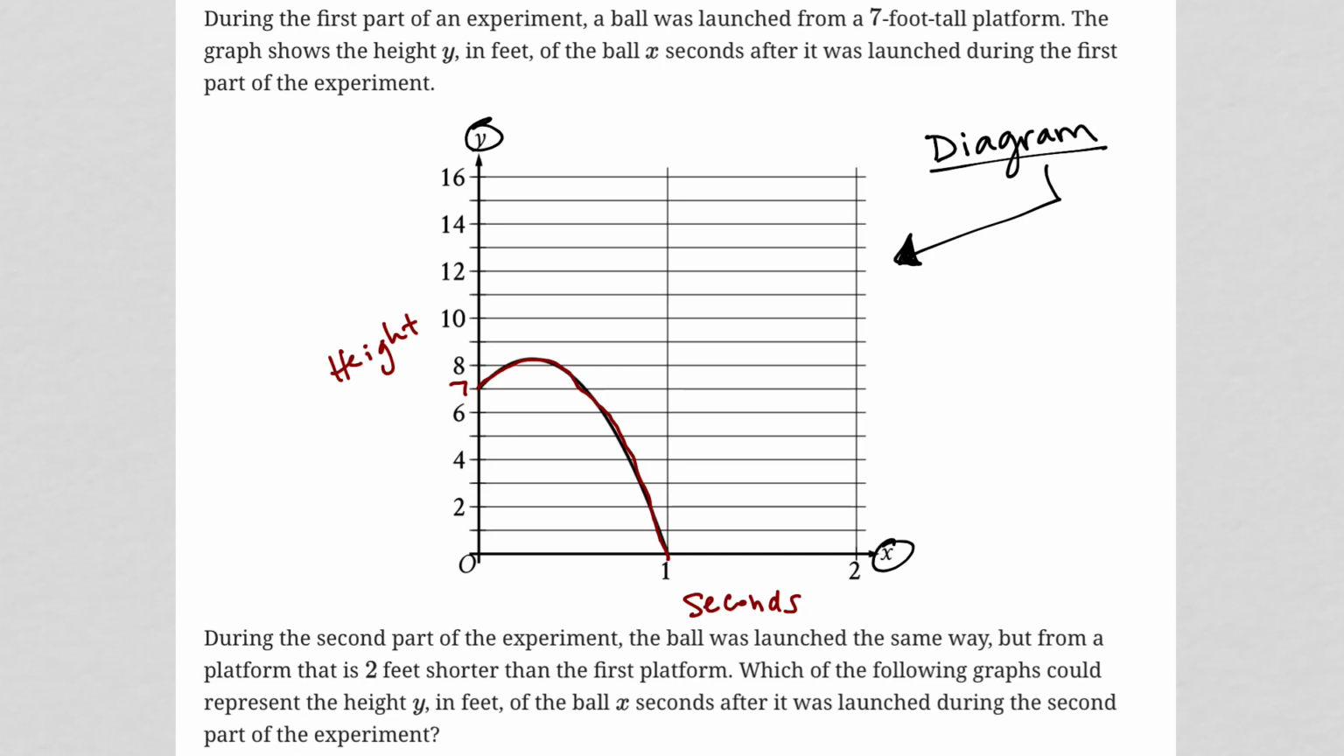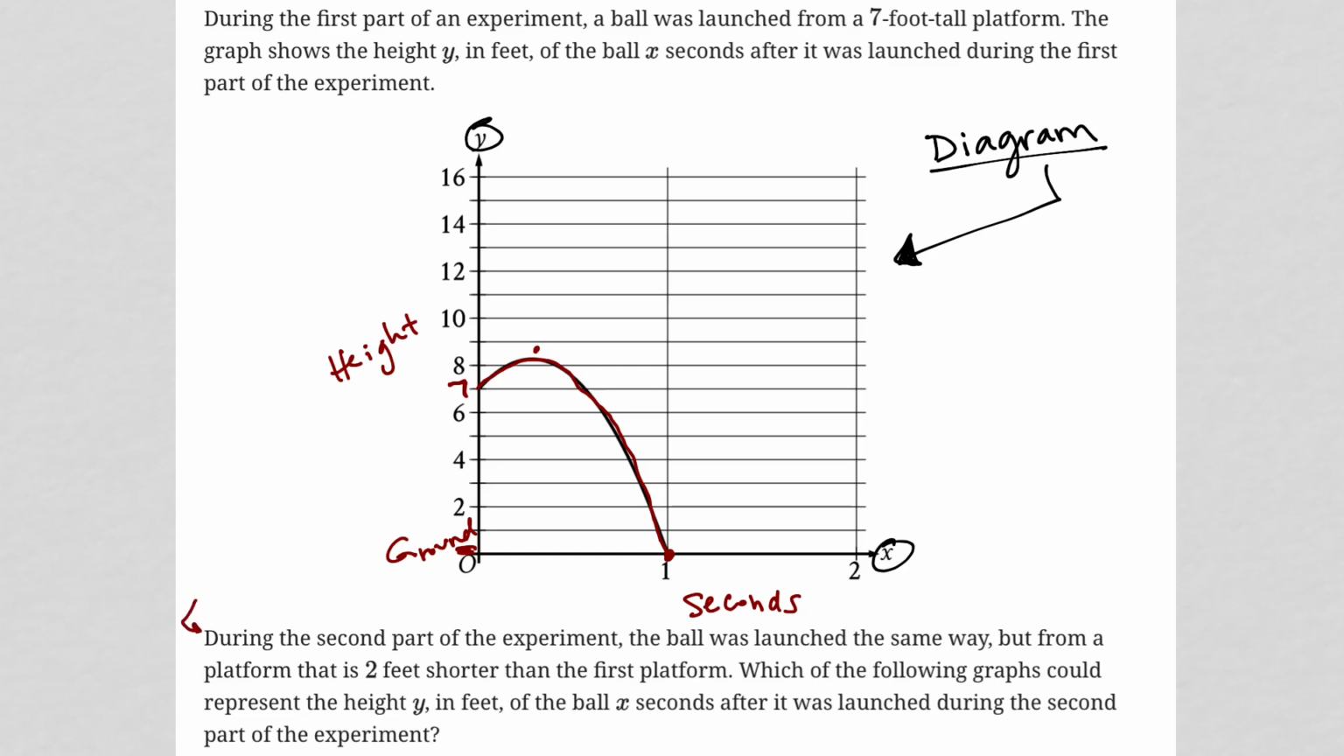So it looks like the ball was launched from 7 feet, it goes up to a high point there, and then it falls down to the ground, right? 0 feet would be the ground. And it only takes 1 second for that to happen. So I think I have a pretty good sense of what this graph, or what this diagram, represents.